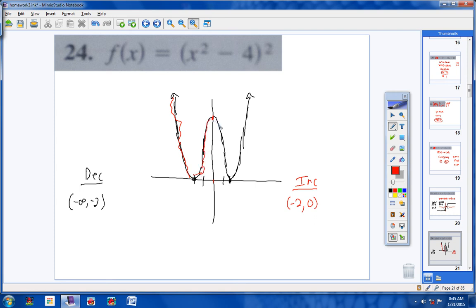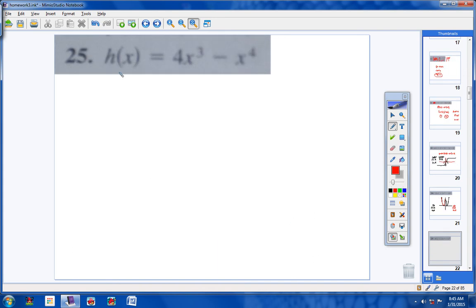Okay, so I'm going to cross this off. Now it's decreasing from here to here. Well, it's equal to 0, and it ends at 2, so it's decreasing from 0 to 2. And then it's increasing over here from 2 on up to infinity. So there we go. Okay, moving on to number 25.